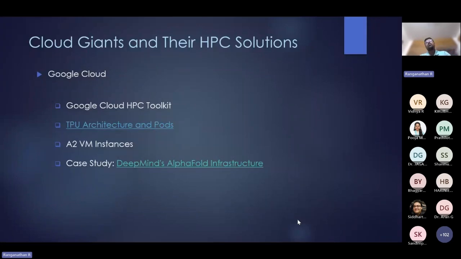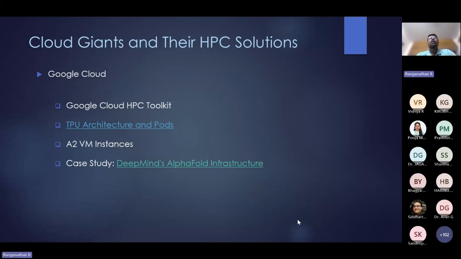And they also launched their own instances. It's called A2 VM and DeepMind, right? So DeepMind has been their proprietary thing for quite a long time now. DeepMind is a company that developed models that defeated grandmasters in chess, that defeated grandmasters in a lot of games, right?